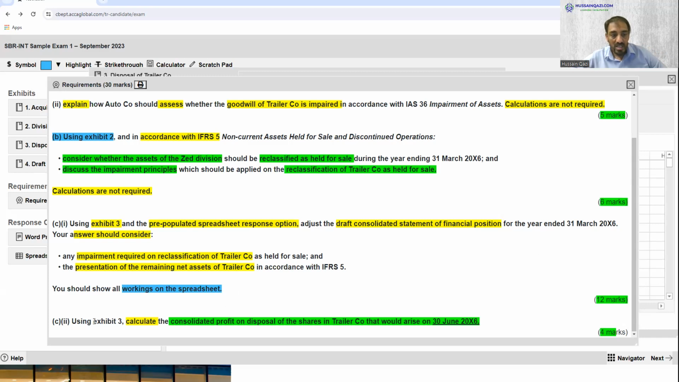Next point. Using exhibit 3, calculate consolidated, means acquisition accounting, profit on disposal of shares in trailer that would arise 30th June XX. So this part of this 4 marks question, it's not related to pre-populated spreadsheet response option.